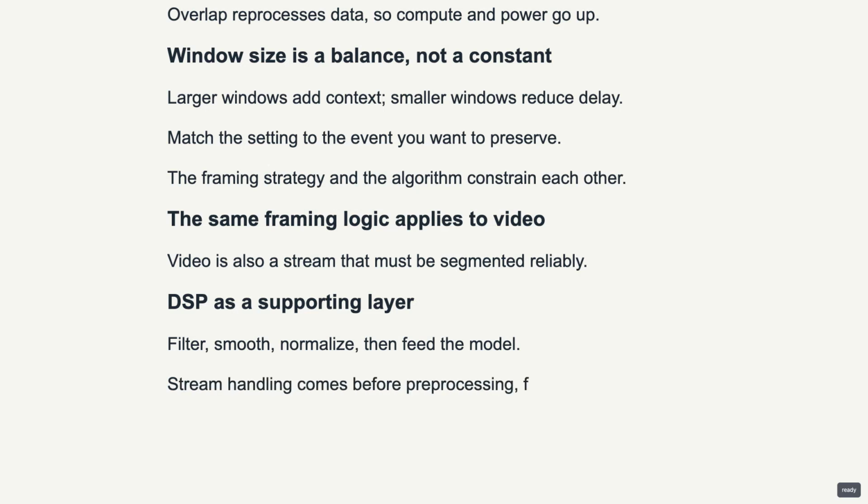That stream handling step sits at the foundation of the chapter. Once the data is framed correctly, the rest of the pipeline can move into pre-processing, feature fusion, task framing, and the later optimization choices.